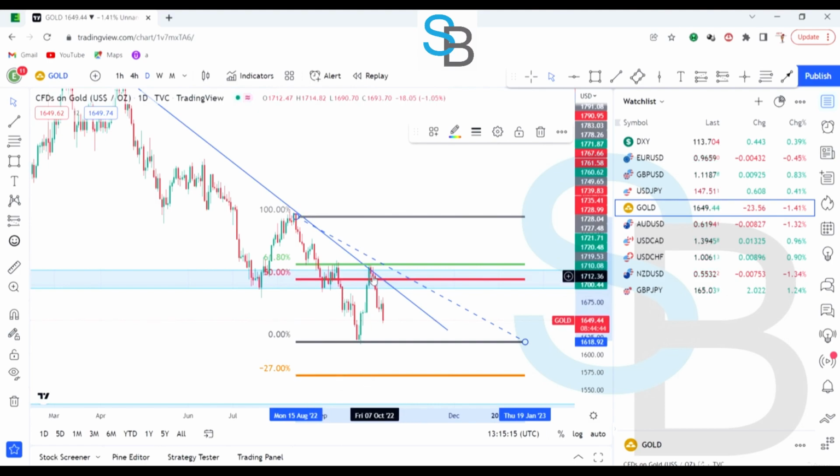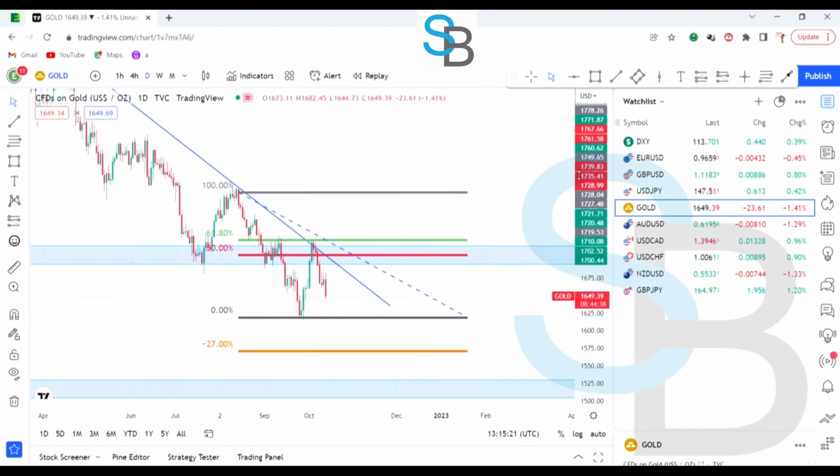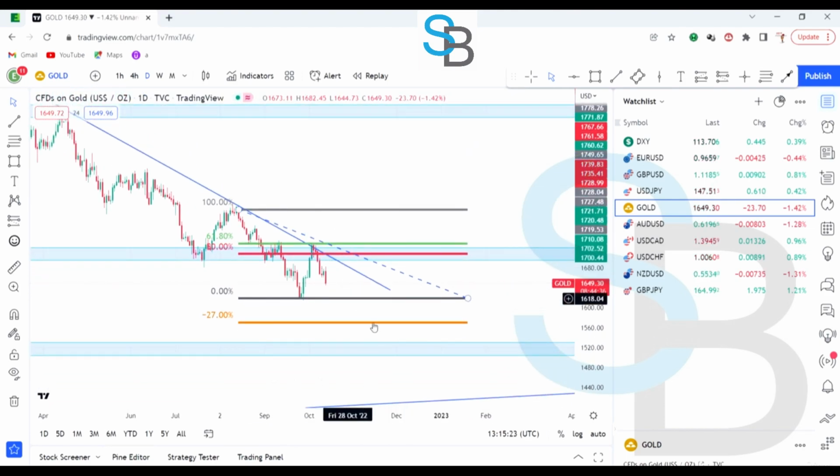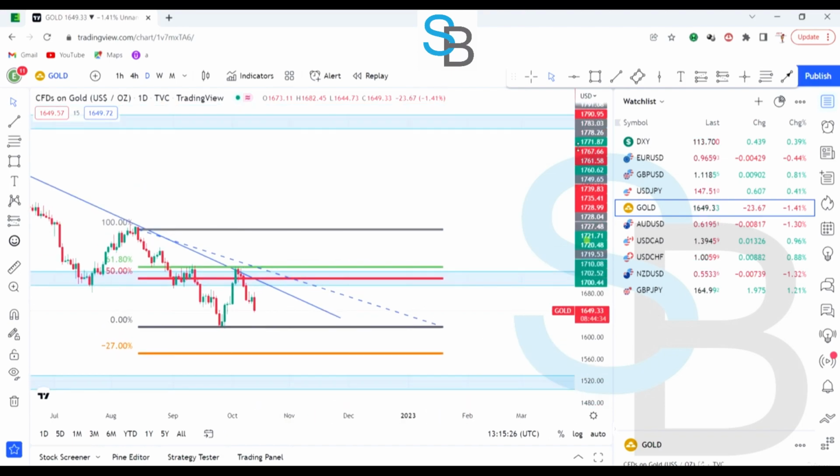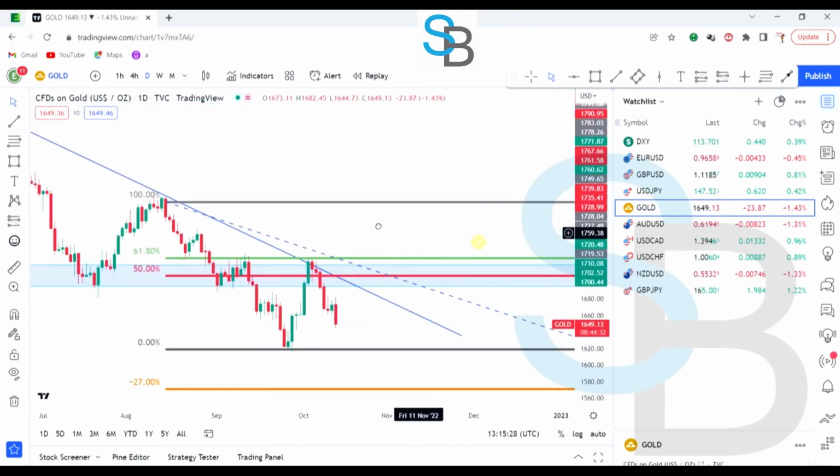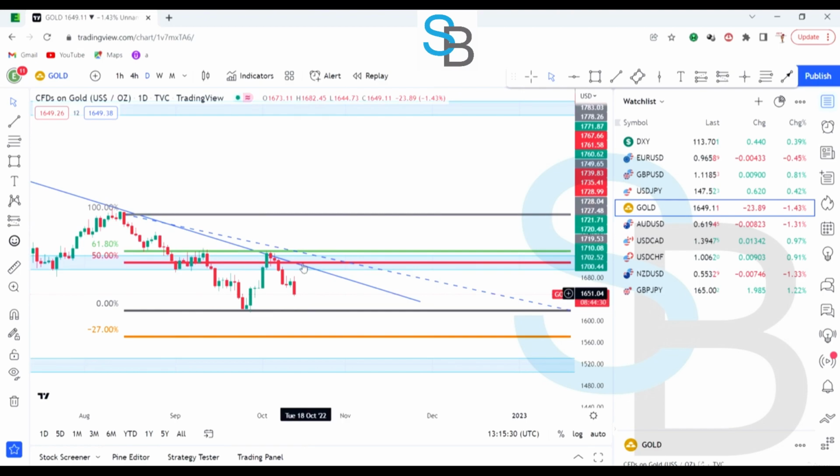Now, where did it fall? It fell at a 50% retracement level, 61.8 and 50% retracement level. So this tells us that the market will continue rallying down, right? So this has given us a clear view of where the market will keep going.